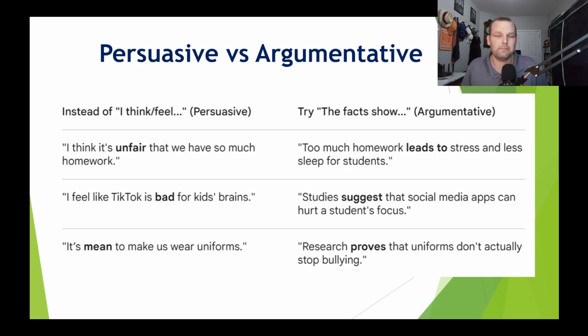Maybe you feel or have an emotion that TikTok is bad for kids' brains. Well, you need to back up that claim with a fact or evidence. Studies suggest that social media apps can hurt a student's focus, and then cite your reliable source. Another example, it's mean to make us wear uniforms at school. Well, that's an emotion, but then rephrase that into a fact and back up that fact with evidence. So research proves that uniforms don't actually stop bullying, and then cite your reliable source to show that research shows that uniforms don't actually stop bullying.